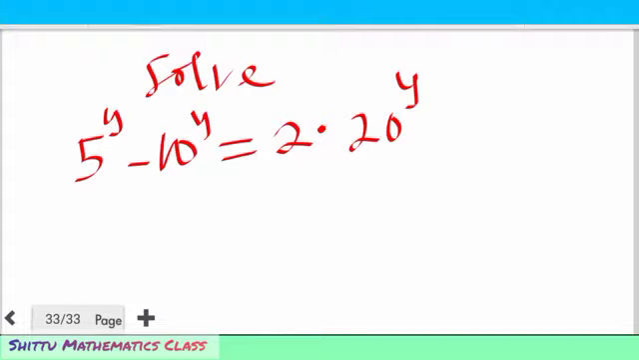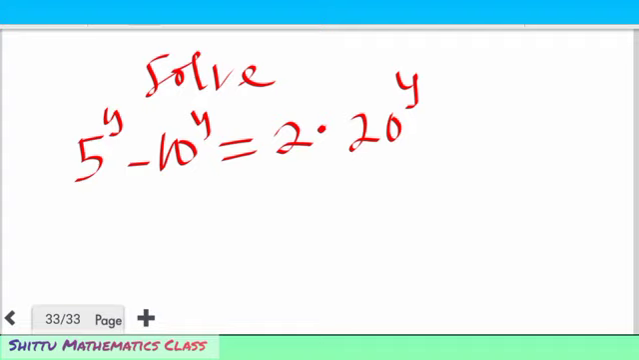In today's tutorial, we are going to be looking at this particular problem on the board. We are asked to find y. This is an exponential equation. You can see where y is on top, so that's why we have it to be exponential.